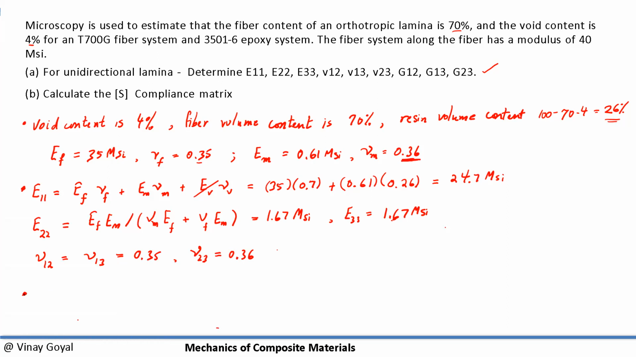Now I have to calculate the shear modulus of the fiber, the shear modulus of the matrix, and then I can use the formula for G12 to estimate. You're just estimating G12 using the rule of mixtures again. And I already covered how you could do that in a previous lecture. So again, G12 will be equal to G13. And you can estimate it by GF divided by GM.